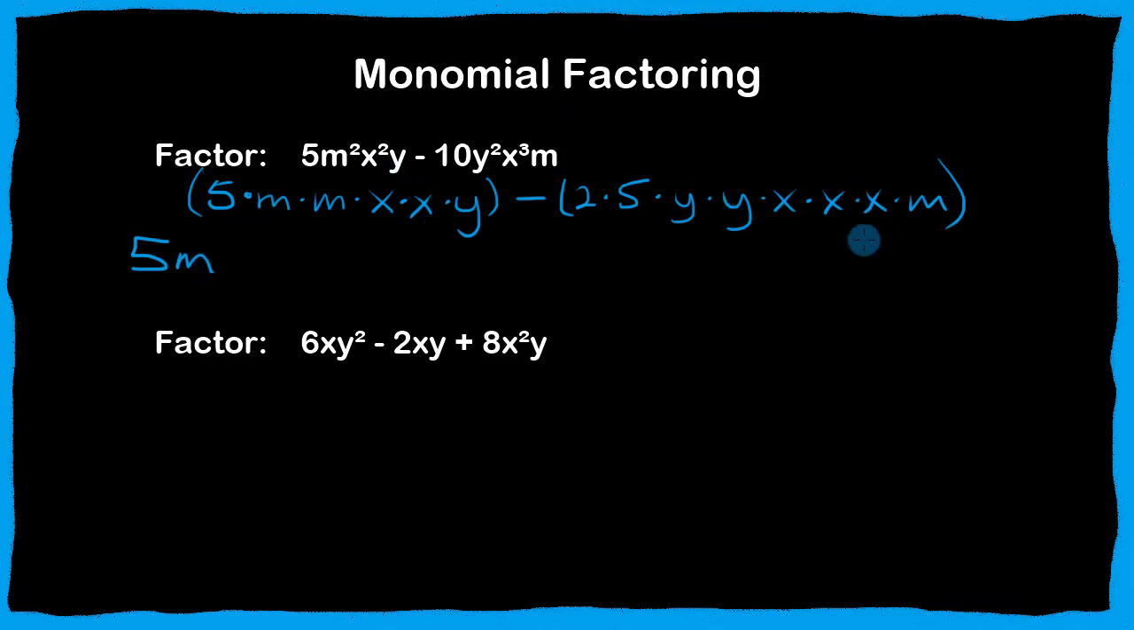I have 2 x's here and 3 here, so I'm going to use the least number, which is 2 x's. And then I have a y here and 2 y's here. So 1 y is my least number of y's. So this is my greatest common factor. Of course, I would write this as x squared.